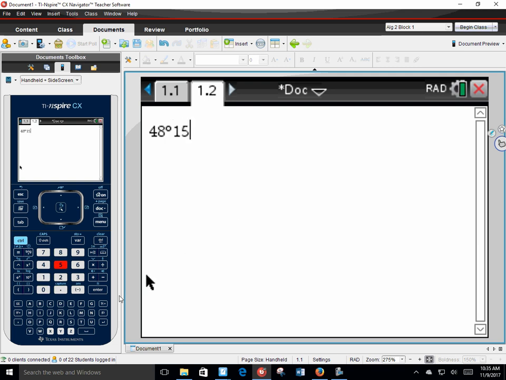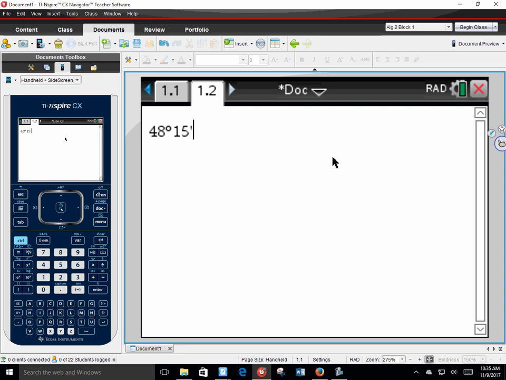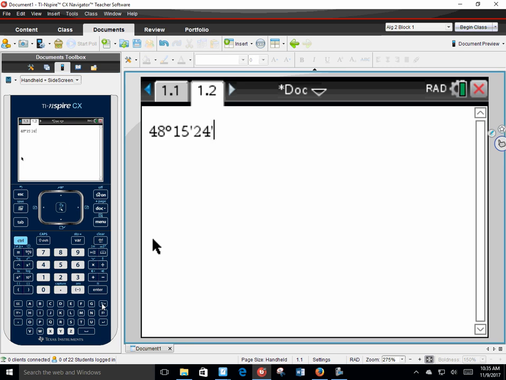15, and I want minutes. I got to go back to that question mark button and push this little button. It's going to represent minutes. And then I want 24, was it 24 seconds? Okay, and I've got to push that question mark button again, and this time, don't use this one. You got to use minutes twice. Minutes twice to be seconds.